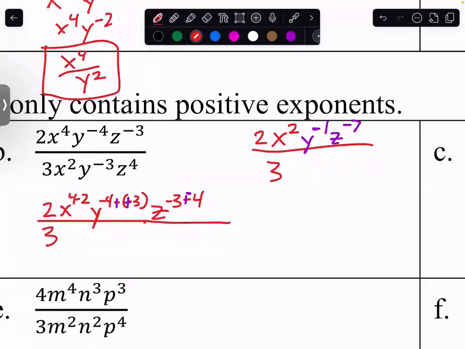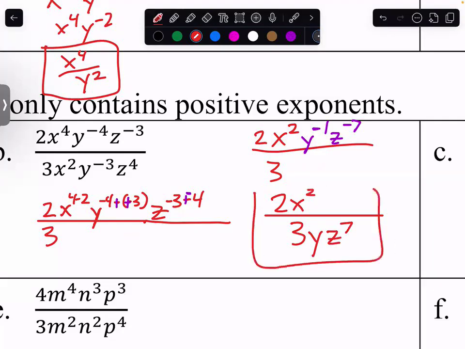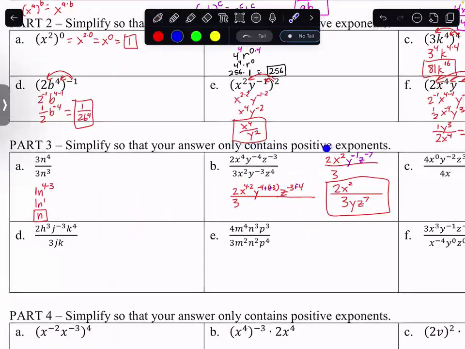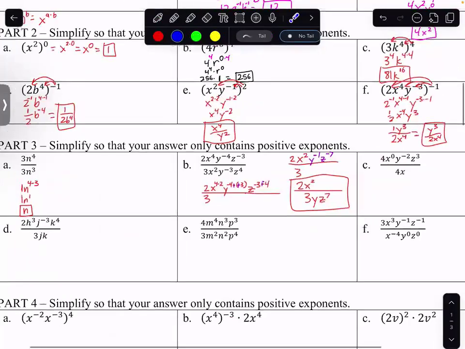Okay, so the 2 can stay where it is. The 2 doesn't have a negative exponent. The x squared can stay where it is. The 3 can stay where it is. But the y to the negative first up top will move down here and become technically y to the positive first. And the z to the -7th would move down here and become z to the +7th. Okay, so yeah, again, your answer can only have positive exponents. So yeah, go and try the rest of part 3, please.